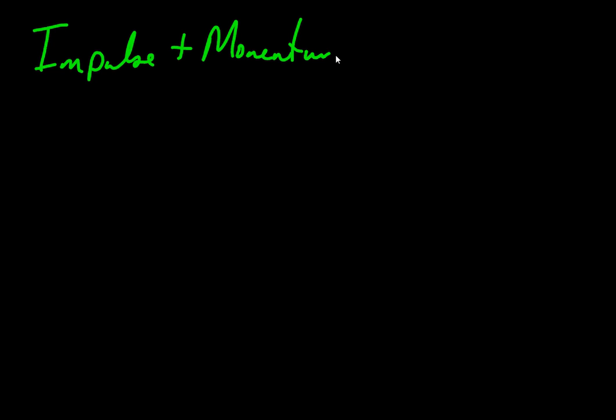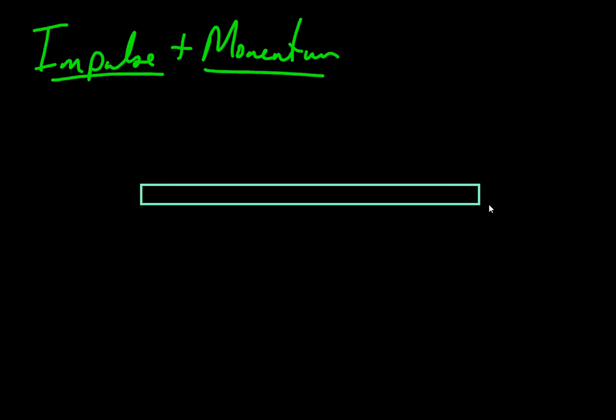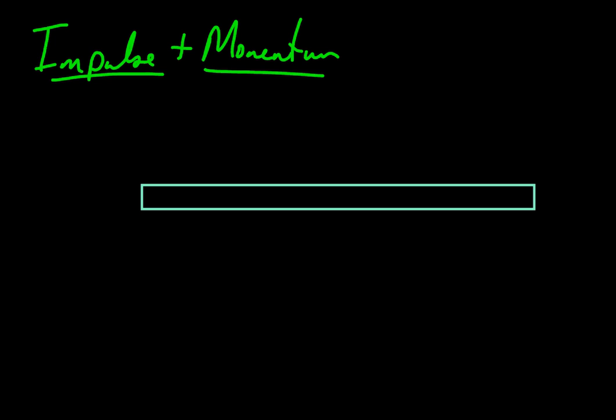Okay, let's talk about impulse and momentum. All right, so I'll start with a little example here. Something that most people are probably familiar with on some level is the concept of the magician whipping the tablecloth out from under a set table.